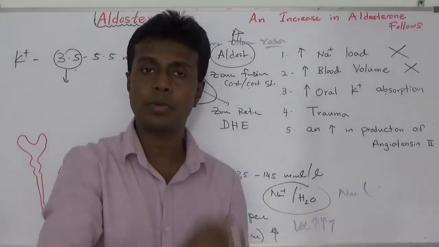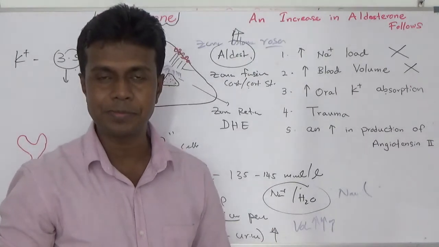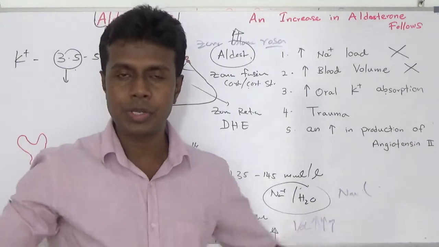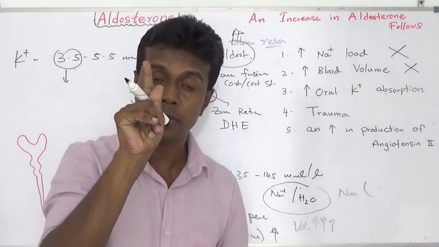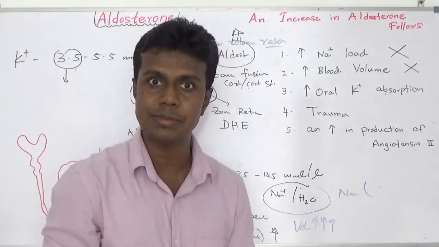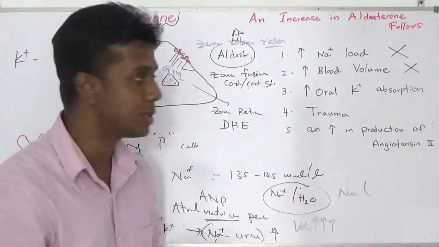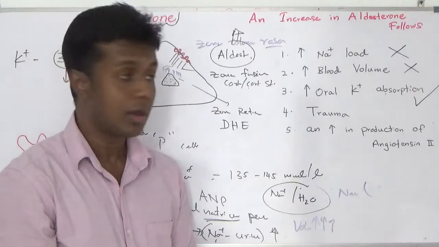If I give oral potassium to you now, what happens? You are deficient in potassium. If you are hungry and I give food to you, more and more food you are going to take, and more and more food is going to be absorbed. Now you are hungry for potassium, and I am going to give potassium to you. It will increase the potassium absorption. The answer is correct. Next one.